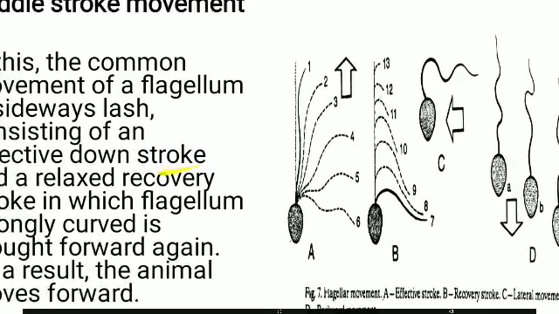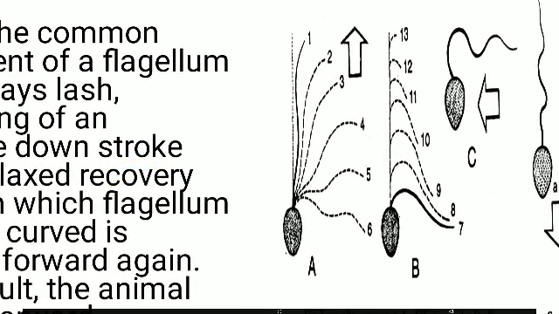Here in this slide you can see the flagellum. There are two movements: one is the effective stroke and the other is the recovery stroke. In the effective stroke, the flagellum starts beating backwards in an effective manner, so that the body moves forwards. In the recovery stroke, the flagellum, which was bent, becomes straightened. In this recovery stroke, usually there is no significant movement.